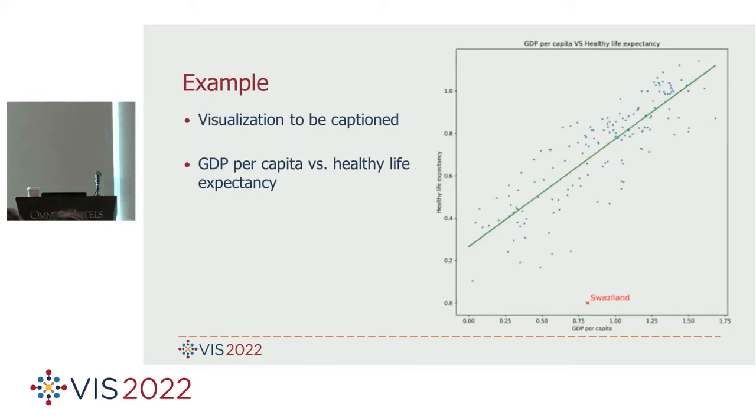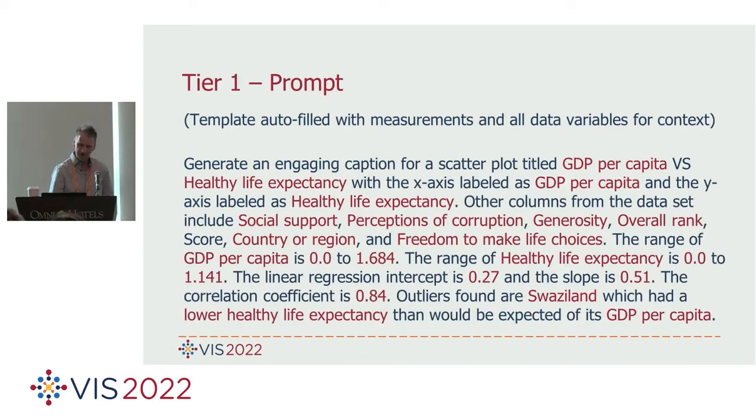So we took scatterplots like this. This is GDP per capita versus healthy life expectancy. And as you can see, a nice correlation. There's Swaziland, an outlier. We detected that. And then we went and created our first prompt.